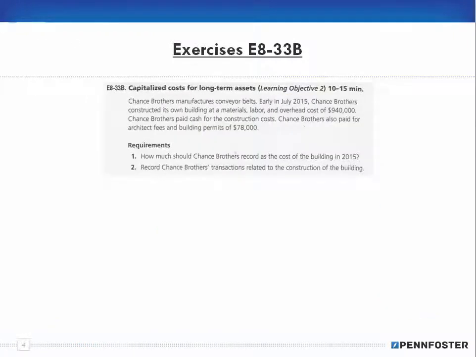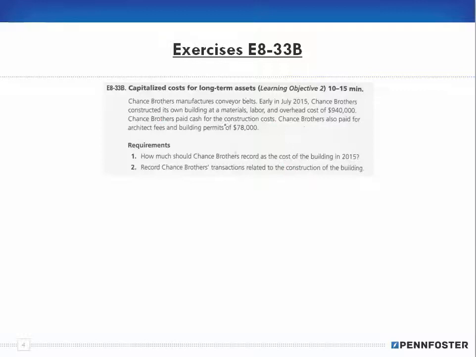33. Chance Brothers manufactures conveyor belts. Early in 2015, Chance Brothers constructed its own building at a materials, labor, and overhead cost of $940,000. Chance Brothers paid cash for the construction cost. They also paid architect fees and building permits of $78,000. How much should Chance Brothers record as the cost of the building, and record Chance Brothers' transactions related to the cost of the construction of the building?